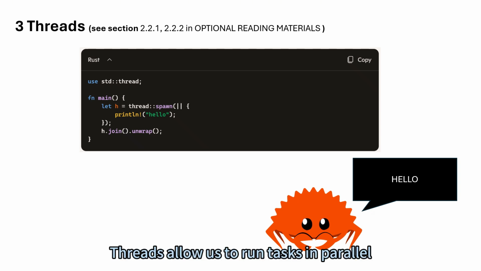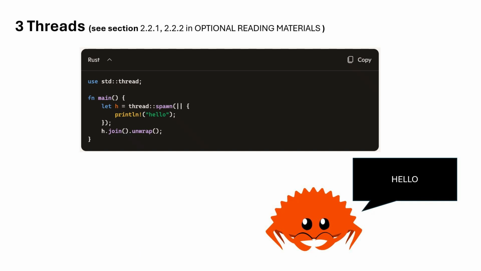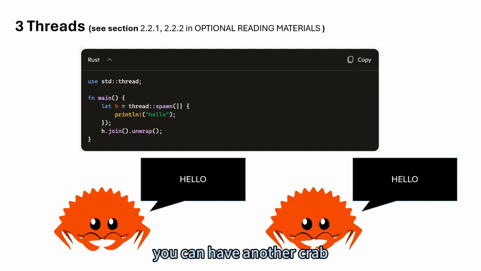Threads allow Rust to run tasks in parallel. thread::spawn creates a new thread. thread.join waits for the thread to finish. Imagine there's only one Ferris talking to you at the moment. With threading, you can have another crab greeting you at the same time.